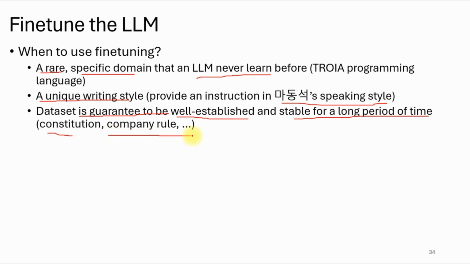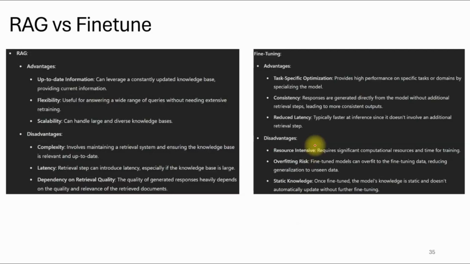Or our Dfocus company rule is stable for a long period of time. So at that time, we don't need to spend more time to frequently update. So at that time we can use fine-tuning. In the case of data that is well established and stable for a long time, then we can use fine-tuning. So now let's make a comparison.